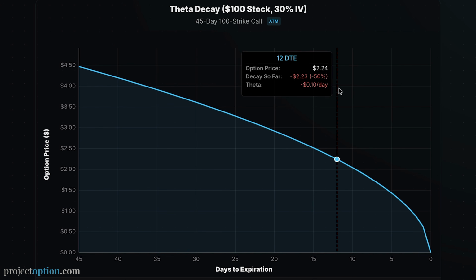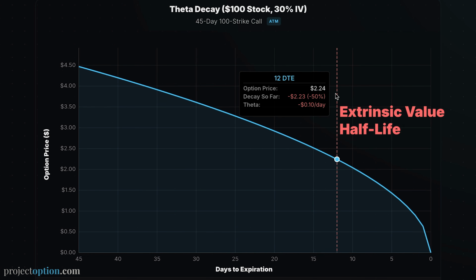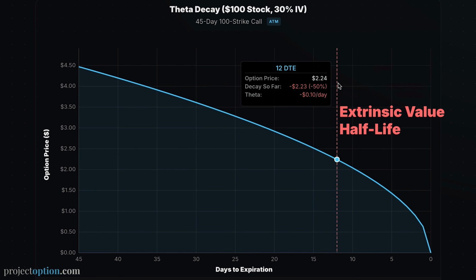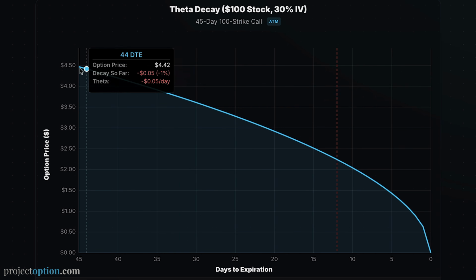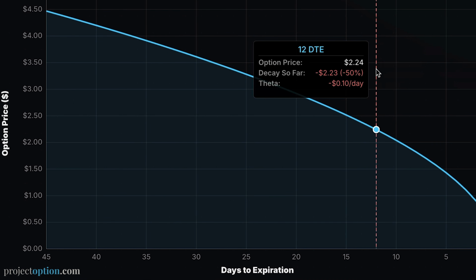And we have this red dash line here, which is the extrinsic value half-life. This shows us at what point the option loses 50% of its extrinsic value from the starting point. If I hover over that line, we see that's at 12 days to expiration, where the option is down 50% from the entry price.